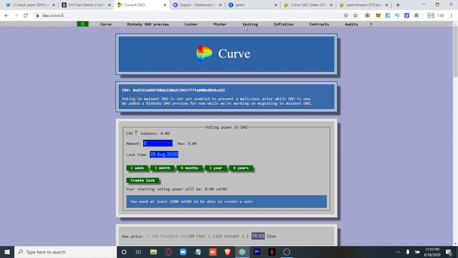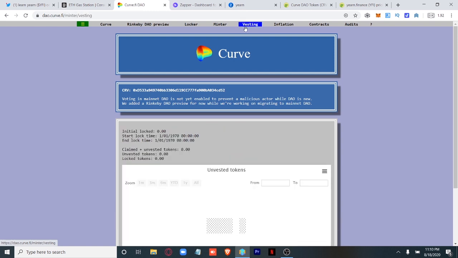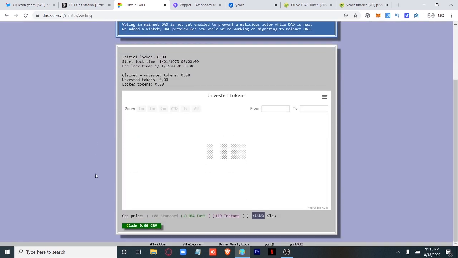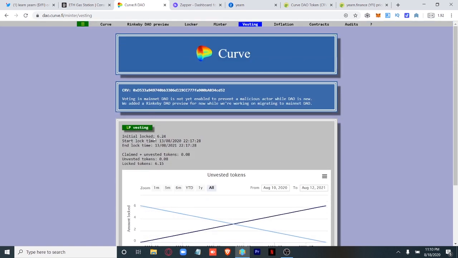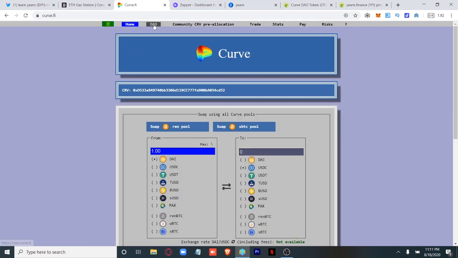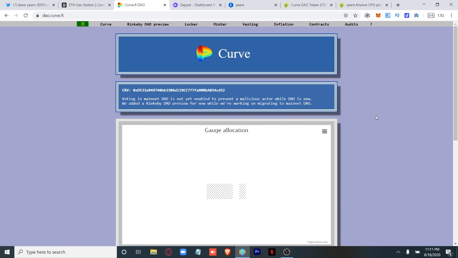Let me just show it to you. If I go to investing, I can check how many tokens I can claim. I can claim about 0.08 Curve, which I will not do right now. And as you can see, 6.24 are locked for me, and the end time is 13/8/2021. So by that time I'll be getting my complete 6 tokens from Curve. So now, you're already a liquidity provider in Curve, and you have a substantial amount of money in Curve.